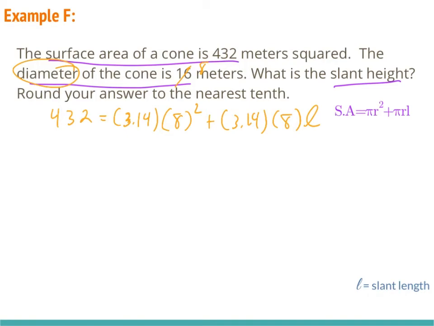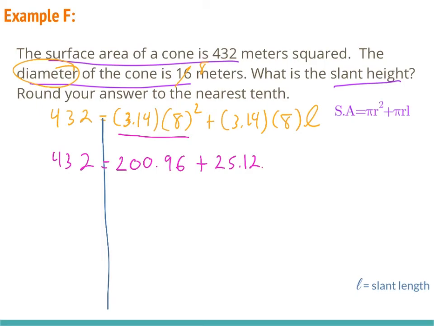All right, now we're going to work the order of operations and do everybody's favorite thing, solve equations. So let's start by multiplying these all together. We got to remember to use our exponents first. So 8 times 8 is 64. 64 times 3.14 is going to give us 200.96. Remember, this is all going to be equaling 432 when we're done. And then we have to multiply the other side together. So 3.14 times 8 times L is going to be 25.12 L. Again, we don't know what L is. That's what we're doing here.